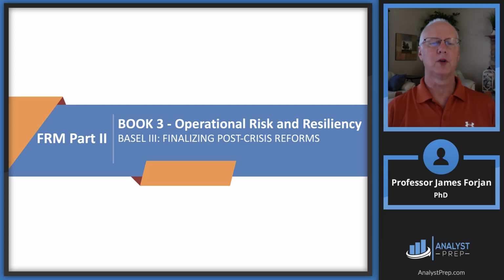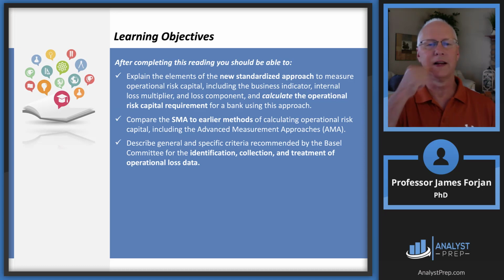This is FRM Part 2, Book 3, Operational Risk and Resiliency, and the chapter on Basel III, Finalising Post-Crisis Reforms. This is the third chapter in a series in which we talked about regulation before the financial crisis of 2008, after the financial crisis of 2008, and then this chapter continues along that theme, finalizing post-crisis reforms. The good news for you guys is this is a relatively short chapter, which means a relatively short slide deck, but I'm particularly excited about making this recording for the following reason.